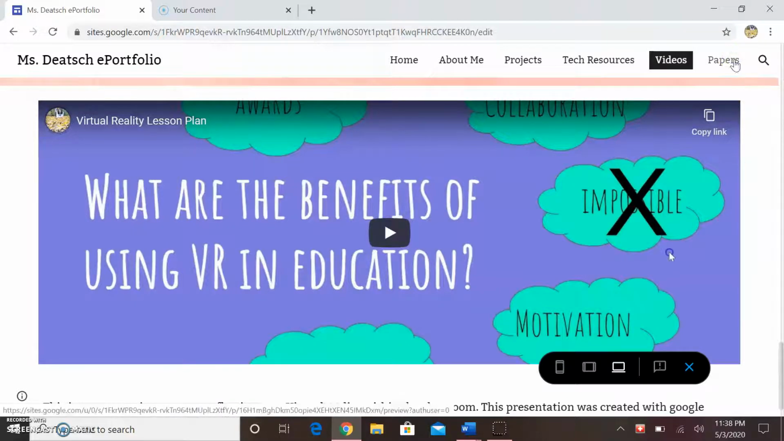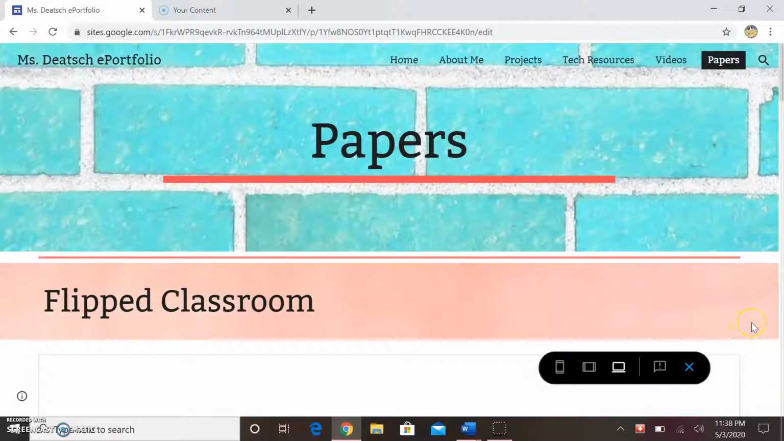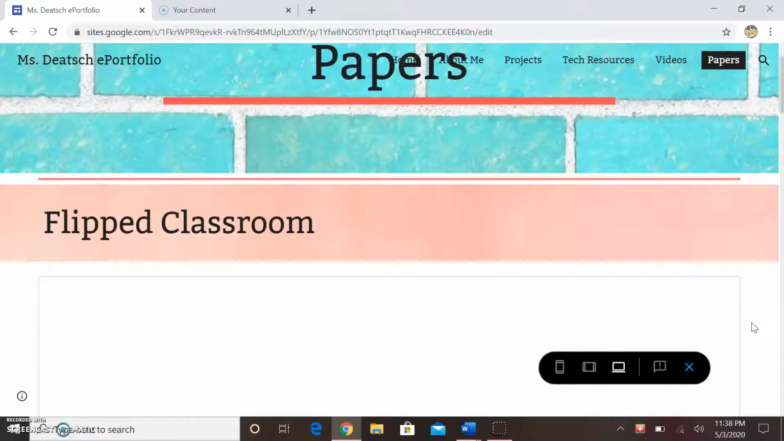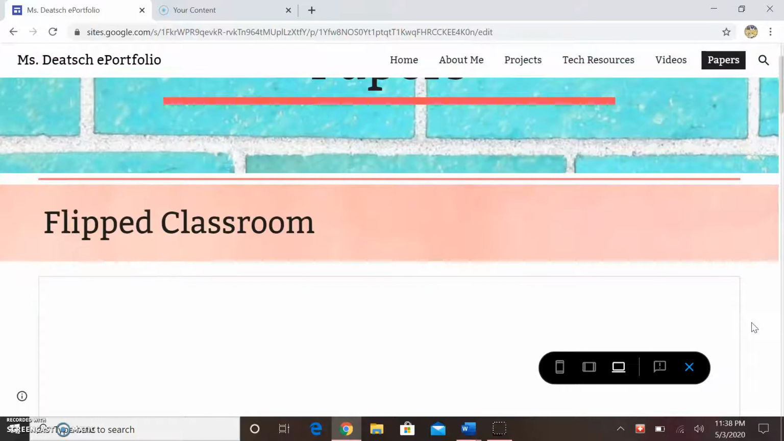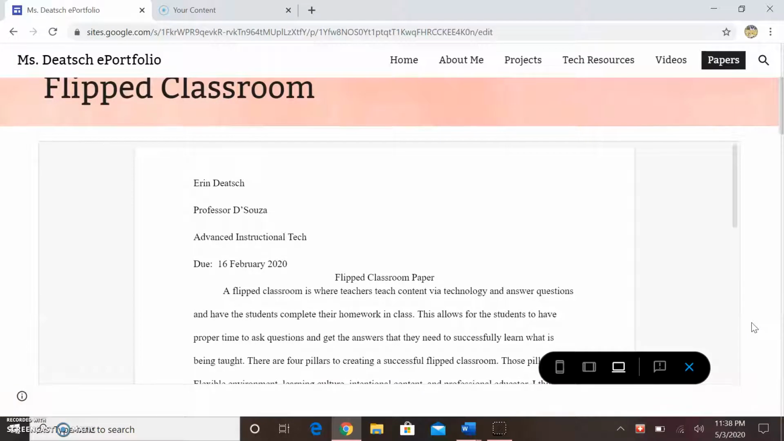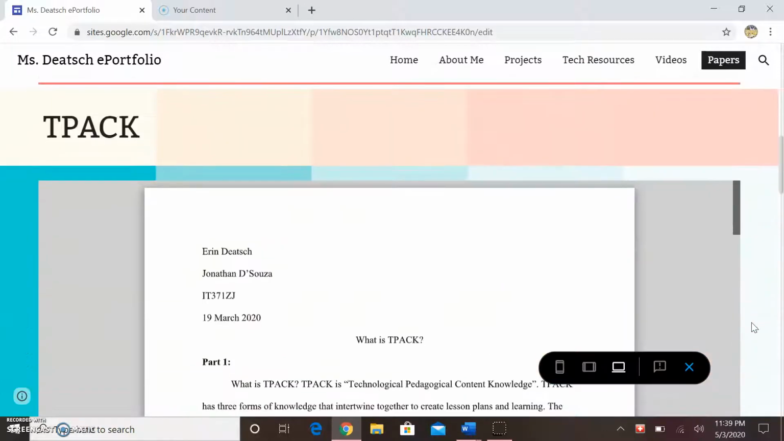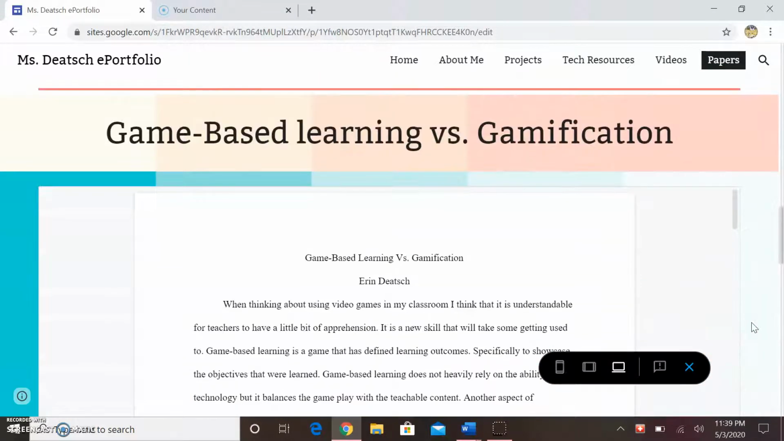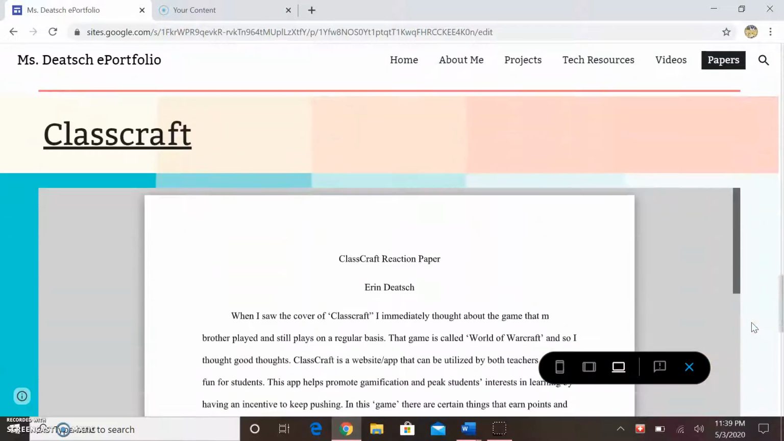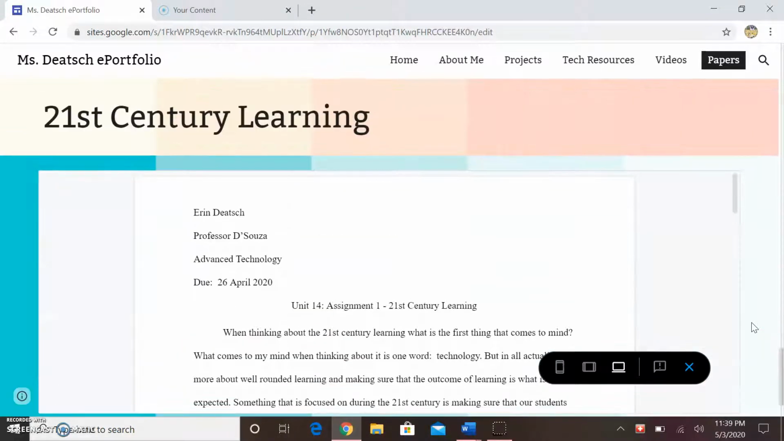And then my last tab is papers that I've written on information that I've gained while at Emporia State University and all of the benefits that I have. I've got the opportunity to learn about a flipped classroom, about TPACK, game-based learning versus gamification, and about Classcraft, and about what 21st century learning looks like and what it is.